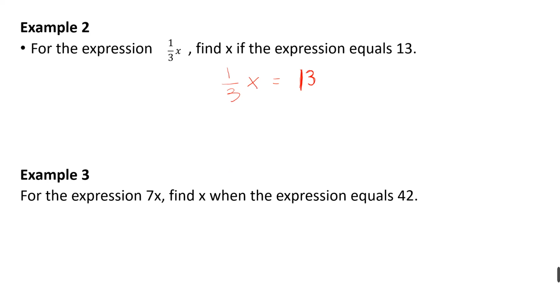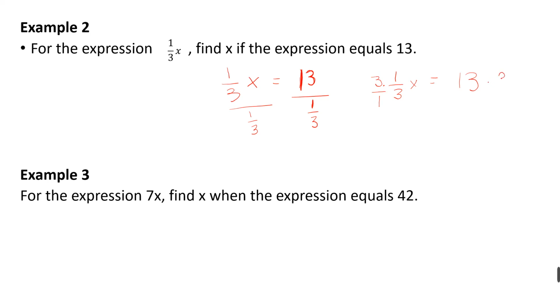There are different ways to get x by itself. One would be to divide both sides by 1/3. And then you're dealing with a division with fractions, which really isn't that bad. My favorite thing to do, however, is to multiply by the reciprocal, which in this case would be 3 over 1. I like to do that this way.